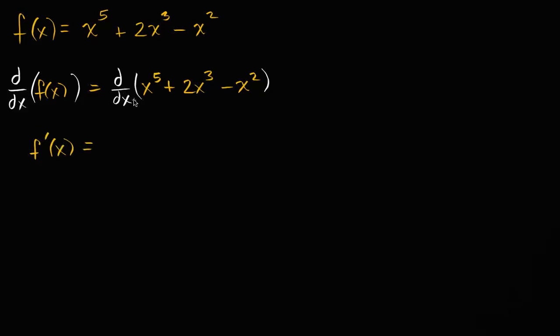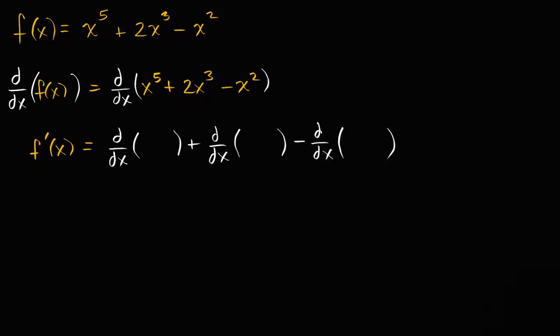Now here we can use our derivative properties. The derivative of the sum or difference of a bunch of things is equal to the sum or the difference of the derivative of each of them. So this is the derivative with respect to x of each of these three things. So the derivative with respect to x, actually let me just write it out like this, of that first term plus the derivative with respect to x of that second term minus the derivative with respect to x of that third term.